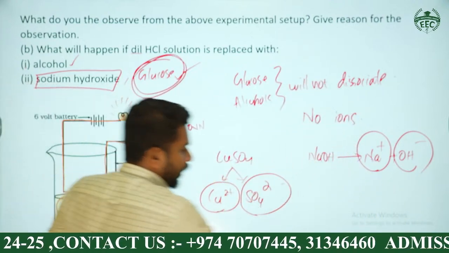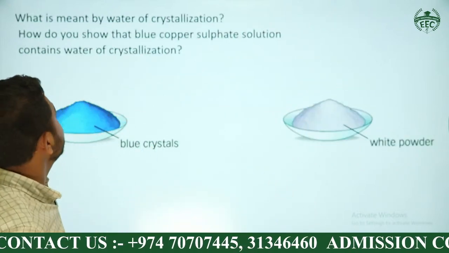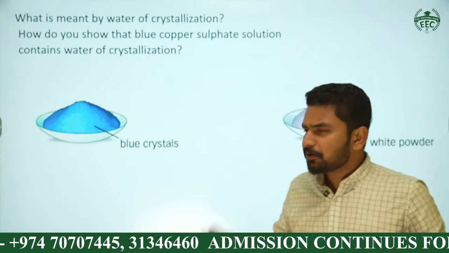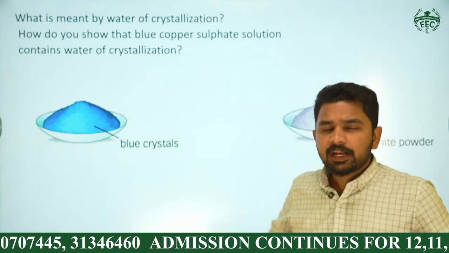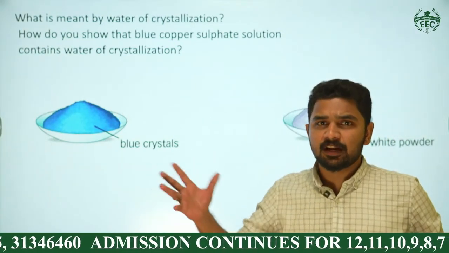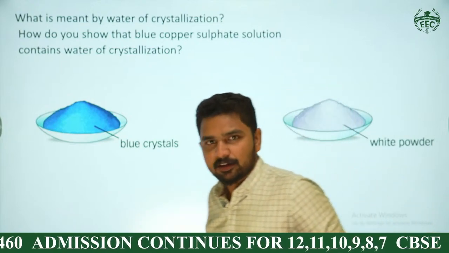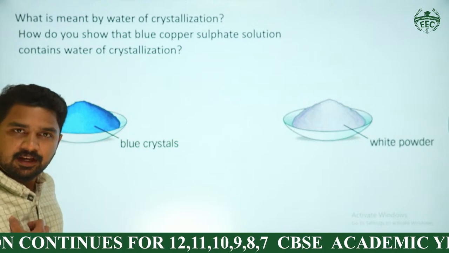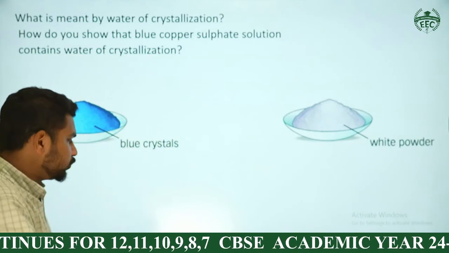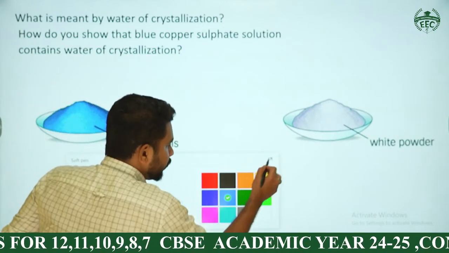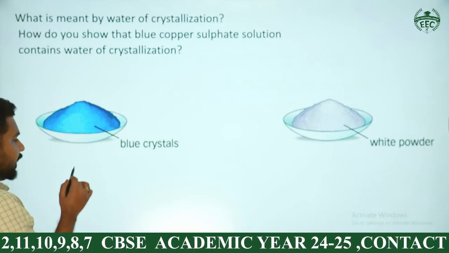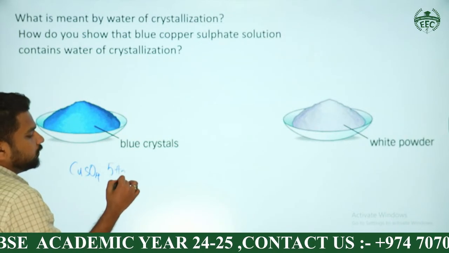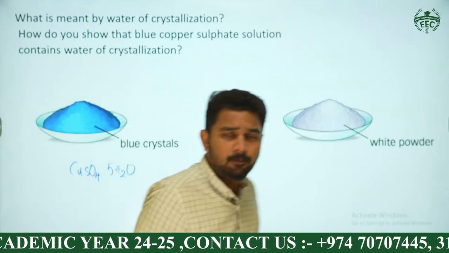Okay, and we are moving to the next question, which is about water of crystallization. Very good question. You can expect this question. You know water of crystallization, right? Copper sulfate will exist as CuSO4.5H2O. You can see from here. Copper sulfate will be CuSO4.5H2O.